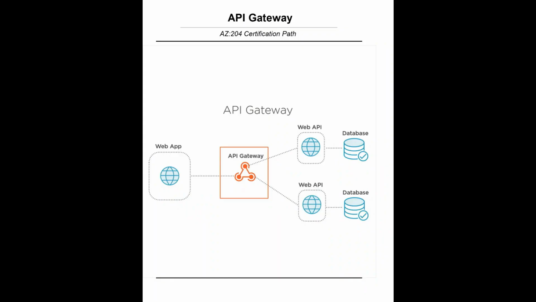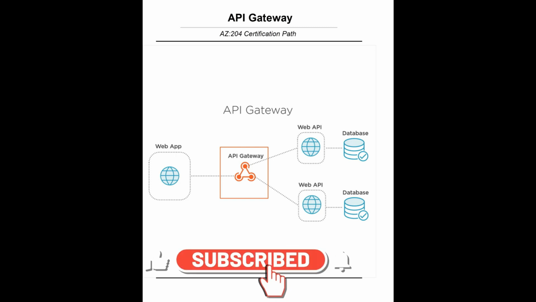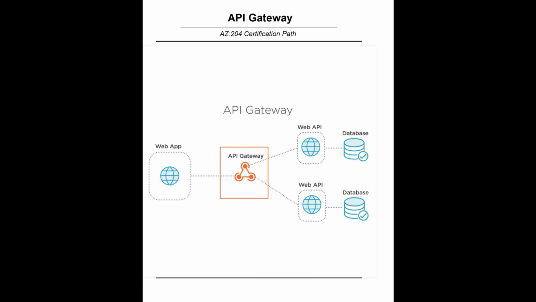So this is another typical example. Basically your web application interacts with the API gateway, and then the API gateway will eventually forward the request to the backend APIs, and then the backend API will do its processing and finally return the response data.